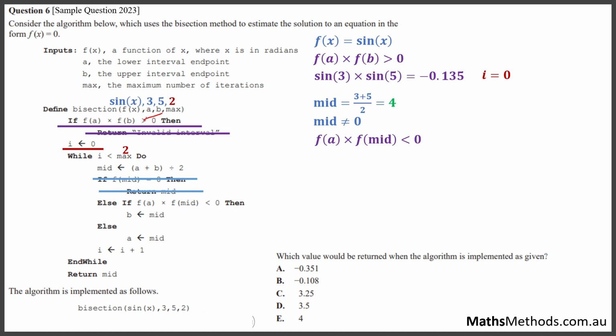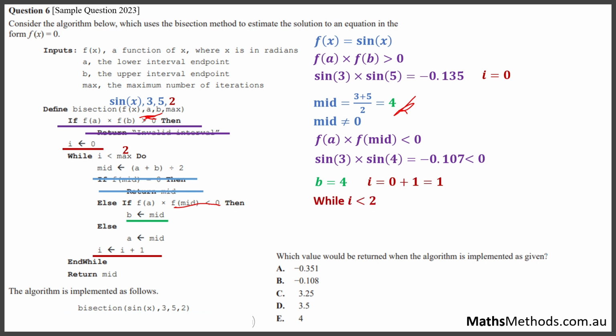Then we know that if the mid doesn't equal 0, which it doesn't, then we're not going to return mid, but we're going to do f of a times f of mid. We chuck that in. So we've got a, which is 3. We figured that out right up here. And mid we got before. This equals negative 0.107. This is smaller than 0. So that means we're going to assign this to b. And then we're going to add another 1 to i. So that's going to give us 1. And while i is less than 2, we're going to keep on doing this.